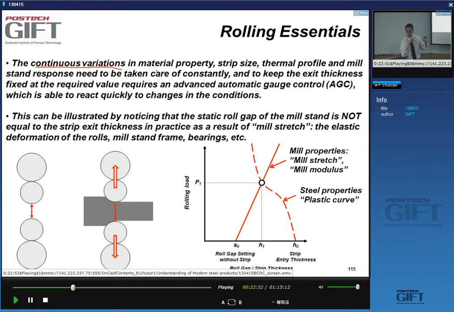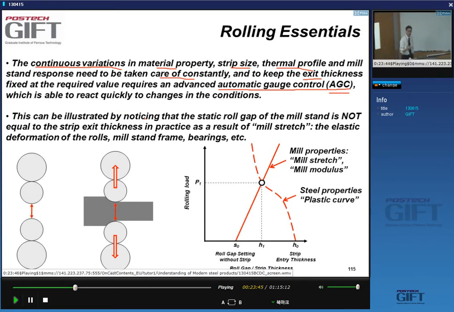So there are variations in materials properties, size, thermal profiles, and the way the mill responds. And this has to be taken off constantly, so that the product that you make is fixed. The important parameter to look at is the exit thickness. You don't want to have a product that changes thickness because there's something happening to the process in terms of lubrication, temperature, etc. For this we use what's called automatic gauge control, AGC. Very important. This gauge control allows you to have the process react very quickly to changes in conditions. So, how does this work?